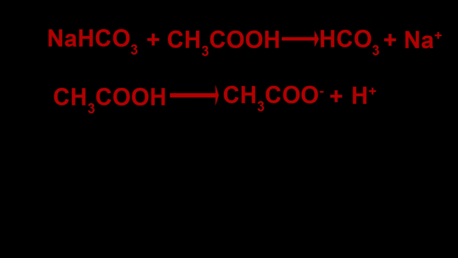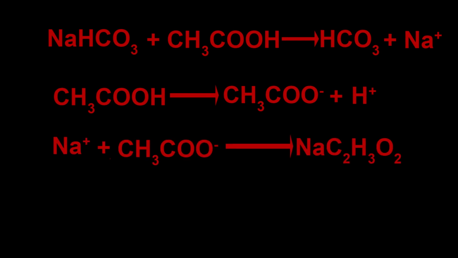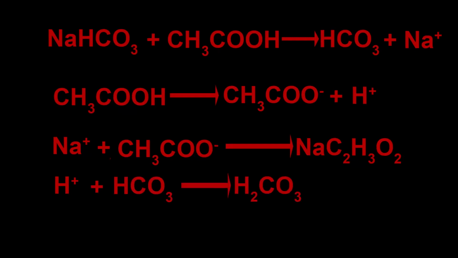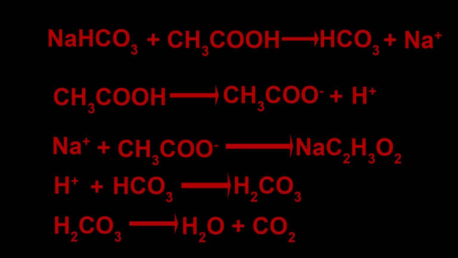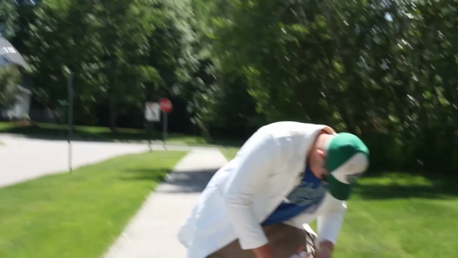After this first reaction occurs, another happens. The sodium that broke off of the sodium bicarbonate combines with the acetic acid, forming NaC2H3O2. The hydrogen ion, donated by the acetic acid earlier, combines with the base HCO3, forming H2CO3. Finally, the H2CO3 decomposes and forms water and CO2. Now, let's see what happens when the CO2 builds up. Ready? Here we go.